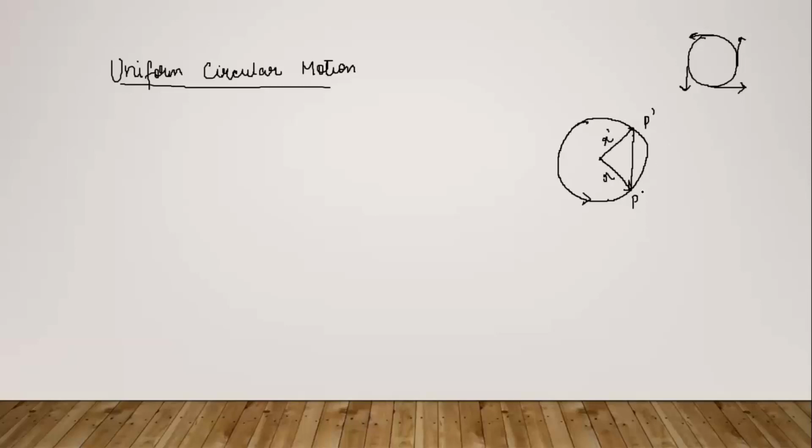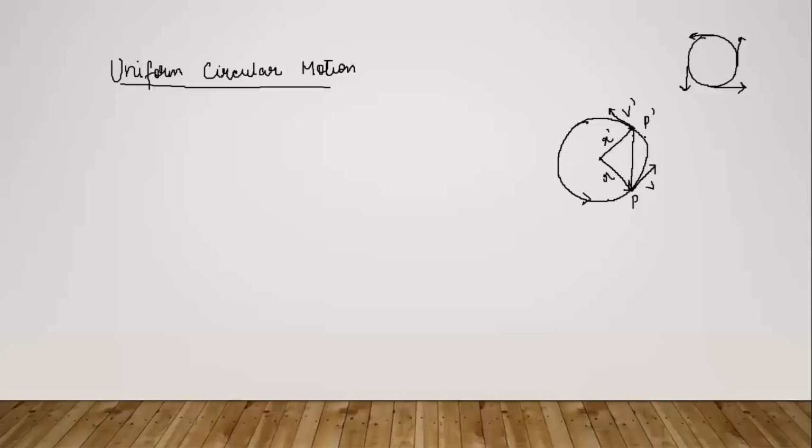Also, we will define the velocity vector over here. As we know, the velocity is always along the tangent at that point, in the direction of motion. That is, as the particle is moving in this direction, the velocity vector will be in the direction of the tangent. This is the velocity vector v. And similarly, here the velocity vector will be in this direction, that is v dash. So now we have drawn the velocity vectors and the position vectors.